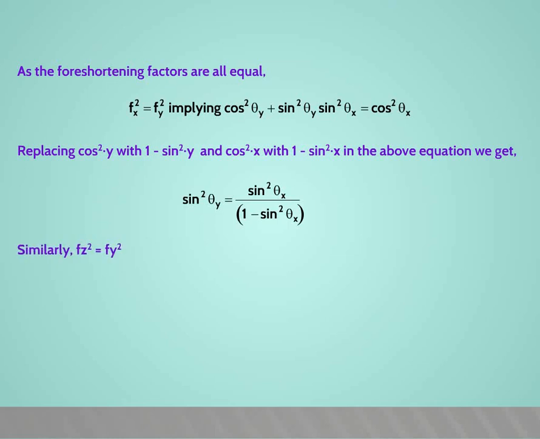Similarly, fz square is equal to fy square, which implies sin square theta y plus cos square theta y sin square theta x is equal to cos square theta x, which implies sin square theta y is equal to 1 minus 2 sin square theta x by 1 minus sin square theta x.